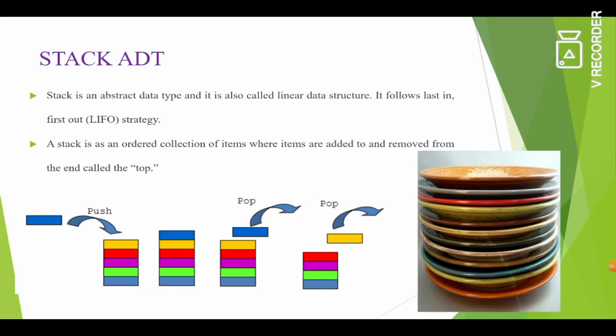Why is it called a linear data structure? Because the elements are stored in sequential order, that is, linear order. But it follows the principle of last in first out. Okay, what is last in first out? The item which is inserted last is deleted first. Okay, it is going to be removed first. That's why it's called the last in first out strategy.